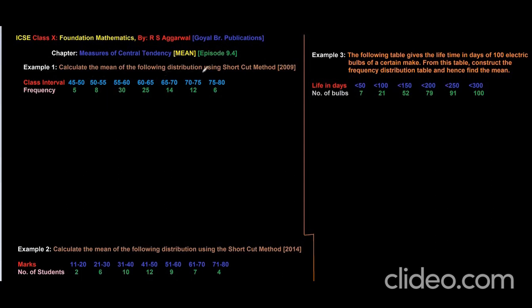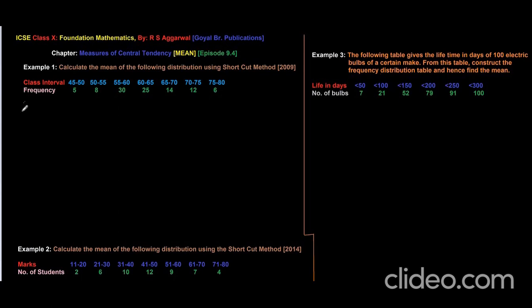Calculate the mean of the following distribution using shortcut method. Class interval 45 to 50, 50 to 55, 55 to 60, 60 to 65, 65 to 70, 70 to 75 and 75 to 80, and the corresponding frequencies are 5, 8, 30, 25, 14, 12 and 6. So this will be the presentation of the question in your question paper, and this is how you are going to work it out.